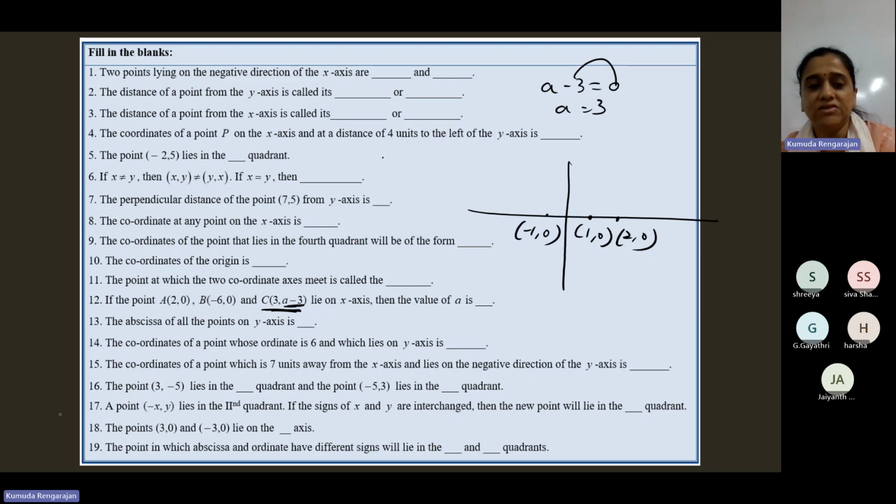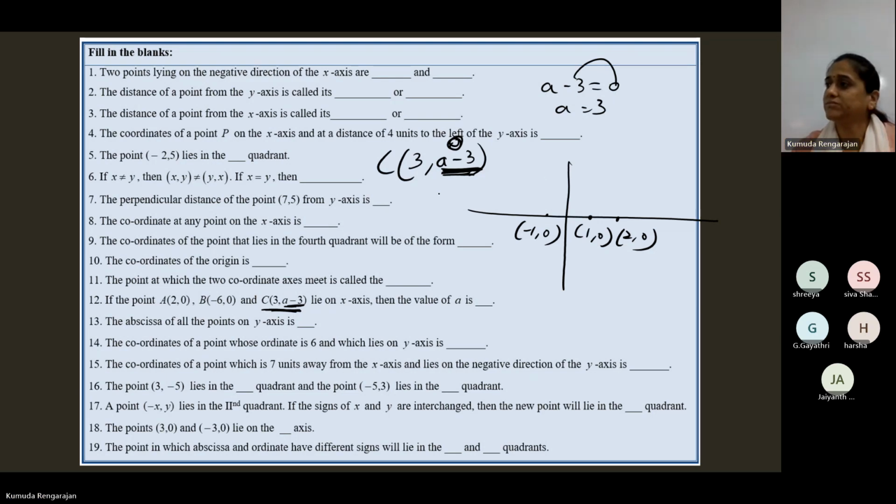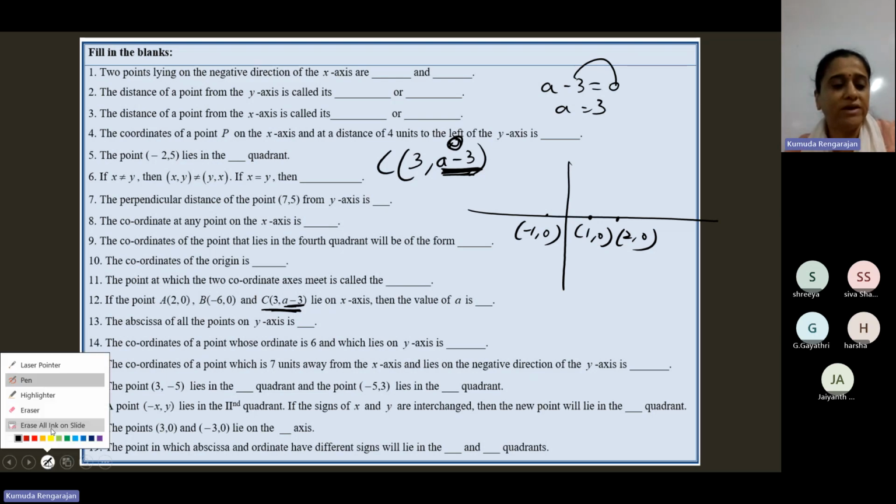What is C given by? C is equal to (3, a - 3). Now where does the point C lie? It lies on the x-axis. Then what should be the y-coordinate? 0. But what is it? a - 3. But it should be 0. Then what should be the value of a? 3. Then only it will be 3 - 3 = 0. If you want to work it out, you should say the y-coordinate a - 3 is equal to 0. On working that, you get a is equal to 3. So the value of a is 3.